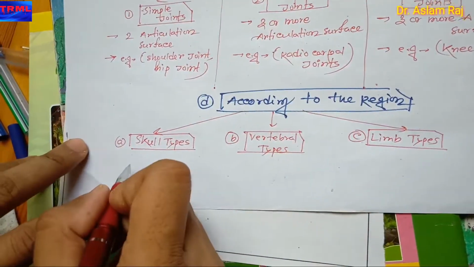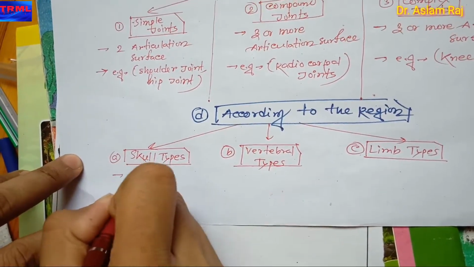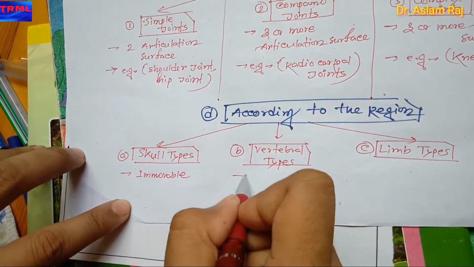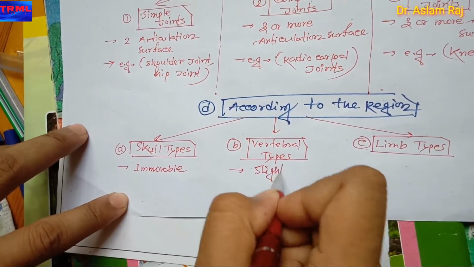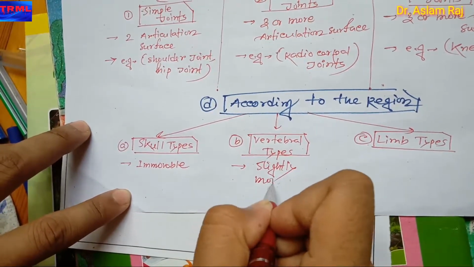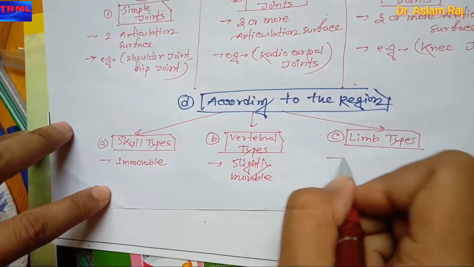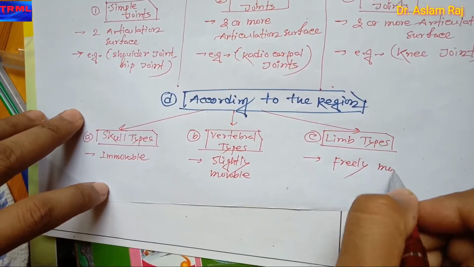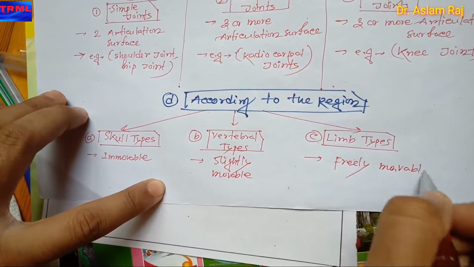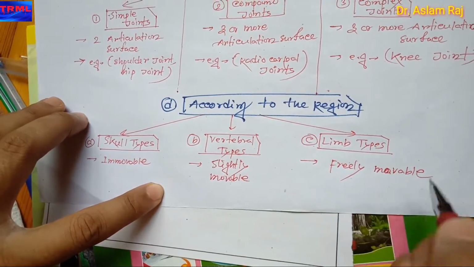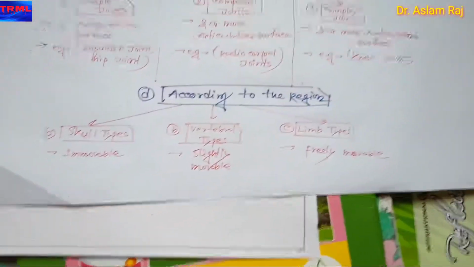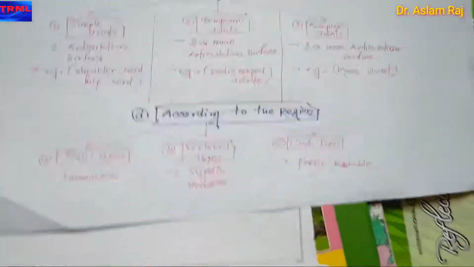So guys, here skull type is immovable joint. I think you also know the skull joints are not movable. And vertebral type is slightly movable, greater than skull type but less than limb type. Limb type is freely movable. These joints are freely movable. So guys, that was the classification of joints according to the region.